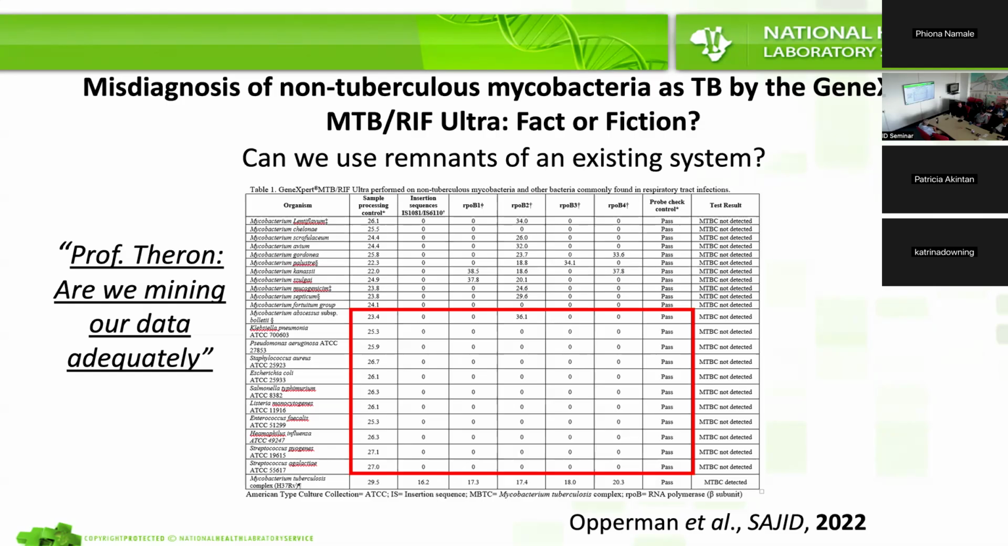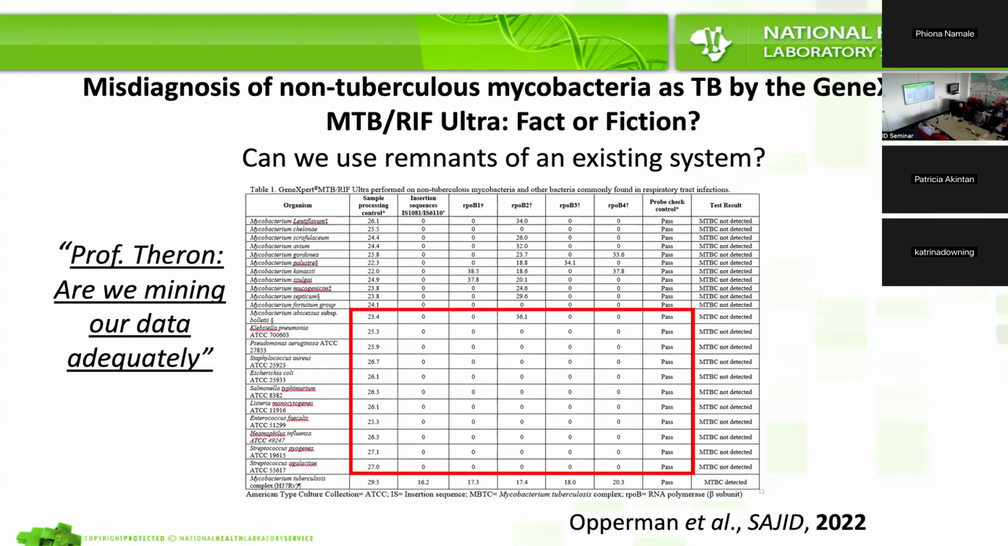We know with the new version, we have the insertion sequences that give the test a lot of sensitivity. And what we did is we wanted to test this new version again. So we had a panel there of NTMs and then also a panel of common respiratory tract infections, both gram-positive and gram-negative. And what we found was, not surprisingly, insertion sequences didn't come up with the gram-positive or gram-negative bacteria.